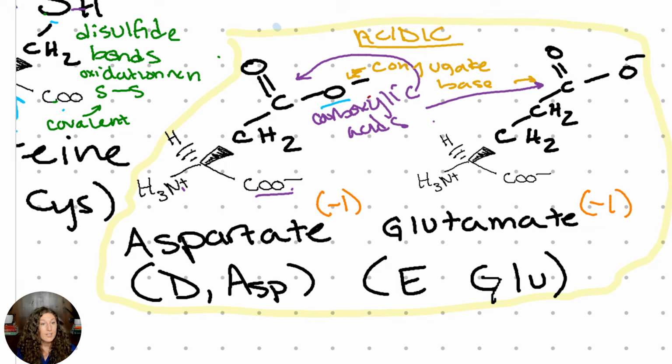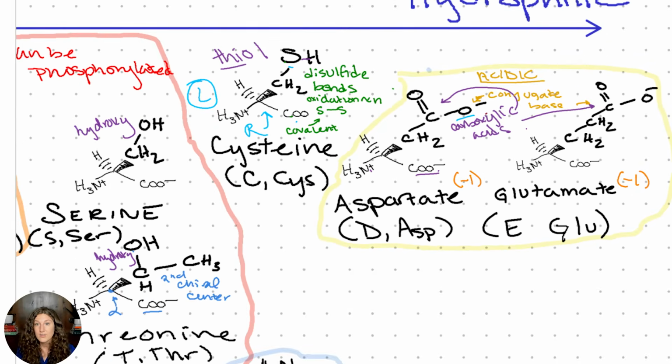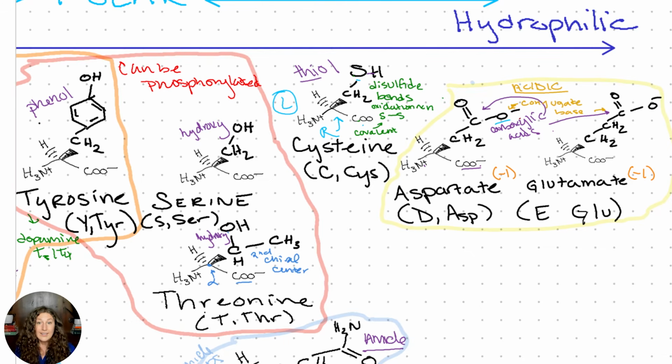Now, an interesting feature about aspartate and glutamate, I'm going to zoom out just for a second. You may notice we talked about serine and threonine and tyrosine as being able to be phosphorylated because they have a hydroxy group here that can bond with a phosphate group. And interestingly enough, so can the acidic amino acids. All right, so we're going to draw a little funky line here, showing that they can also be phosphorylated.